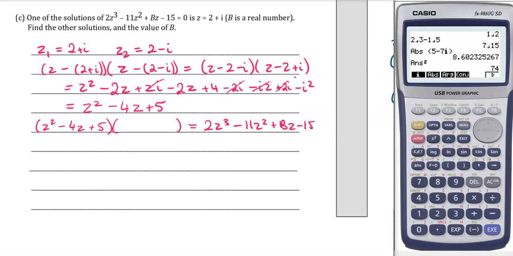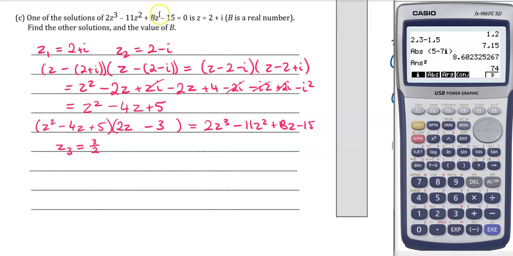Okay, so for the first term, we see what's happening over here with the 2z cubed. We would need a 2z here. And then for the second part of that factor, you look at what's happening at the end. So for a minus 15, we would have to times the 5 by negative 3. So our third root will be from this bracket here. So if you set that equal to 0, it's going to be 3 over 2.